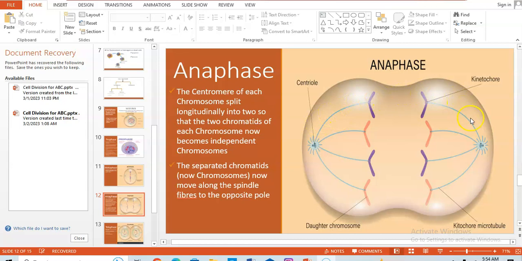So that's what occurs at anaphase. At the centromere, there is splitting longitudinally, separating the two chromatids to become independent chromosomes, and then they begin to migrate to the opposite pole along the spindle fibers, alright?